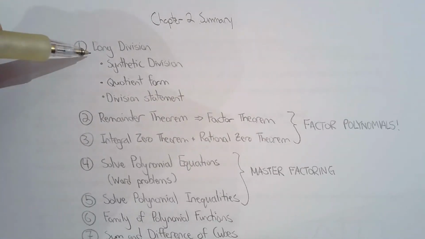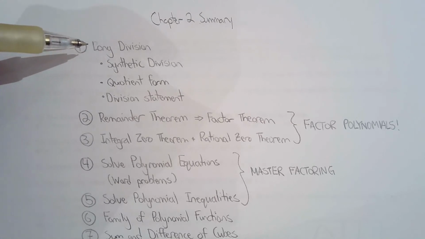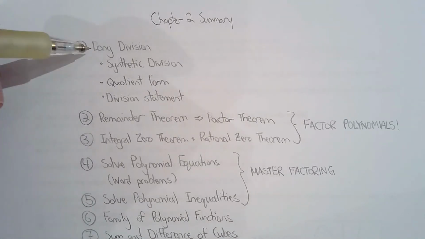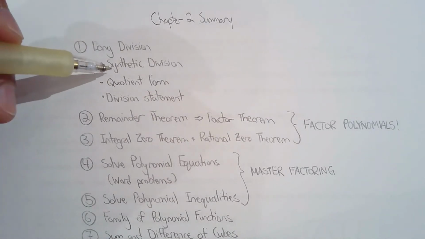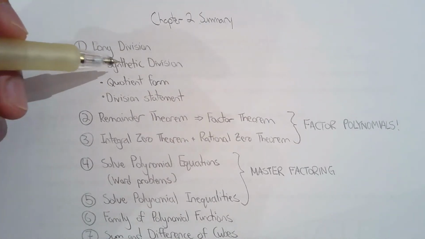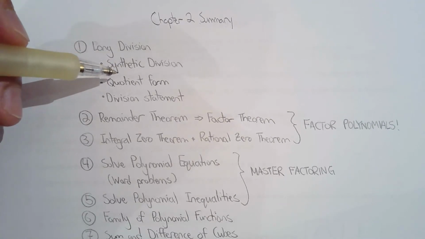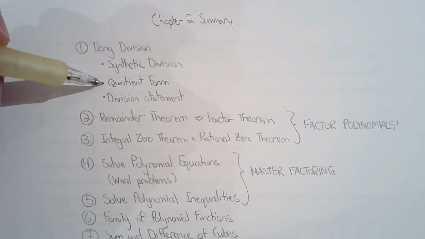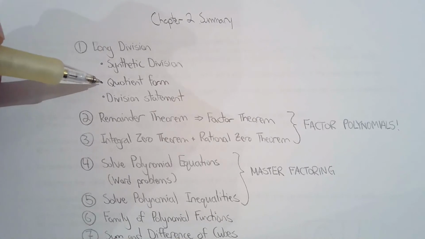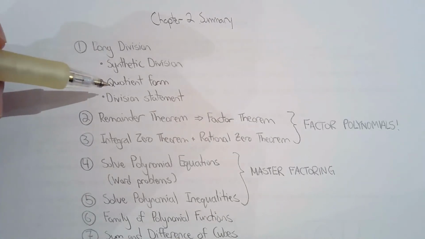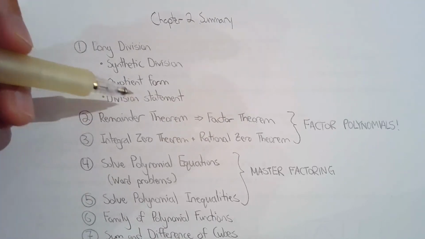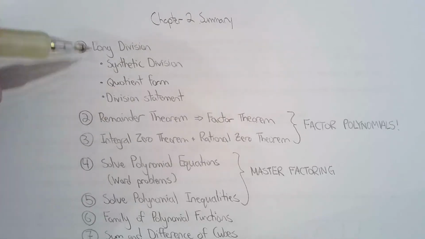Okay, so long division. That was the very first thing we did, because it was to teach us how to divide a polynomial by another polynomial. And then we talked about a shortcut to long division, which is called synthetic division. Now be careful, there are some limitations with synthetic division. You can only use it when the divisor is in the form of x minus k. And from long division, we also talked about quotient form and division statement. Quickly, quotient form is basically going from an improper fraction to a mixed fraction, and division statement is something you learned in grade 4 that allows you to check your long division.